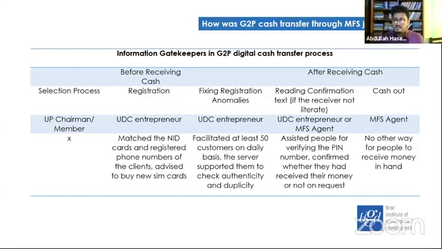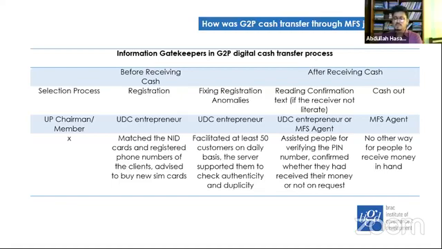Sometimes they matched the NID cards and registered phone numbers of the clients to complete the data entry. If any clients did not have a registered SIM card, the entrepreneurs requested him or her to buy a new SIM card with NID. Then they entered the number in the database. Most of the UDC entrepreneurs in our interviews informed us that there were at least 50 customers on a daily basis in the office regarding this service during the cash transfer period.